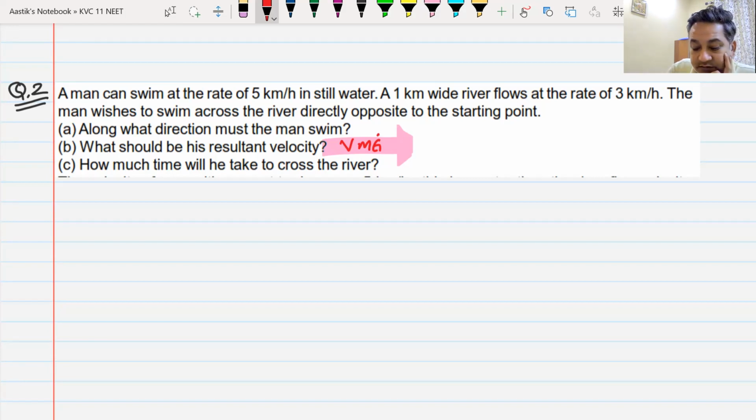Are you able to do the other ones? What is the resultant velocity? 4 meter per second. Okay. How much time does it take to cross the river? 1/4 seconds, sir. You will take more time to speak one. We will cross the river in 1/4 seconds.